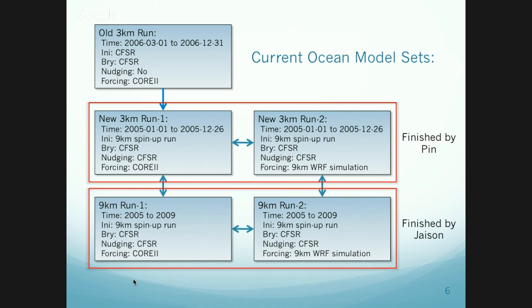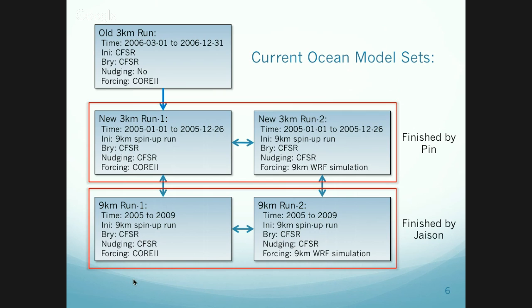The initial condition is a 9-kilometer spin-up run, which is done by Jason. Here I want to explain the 9-kilometer spin-up run. Jason did this spin-up run for, if I remember right, 20 years, from 1984 or 5. 1987. Oh, 1987. Okay, thanks. So it's long enough to spin up these runs.